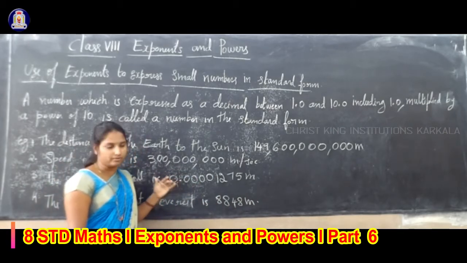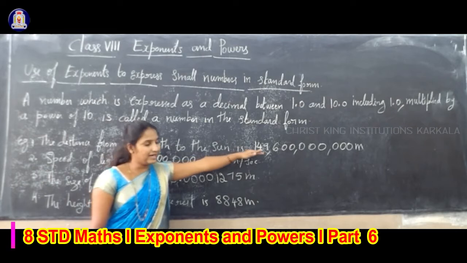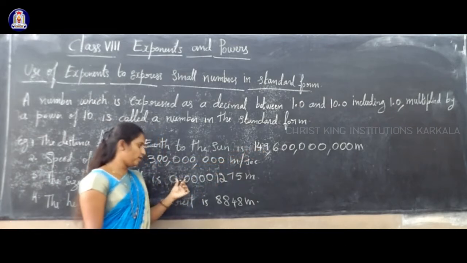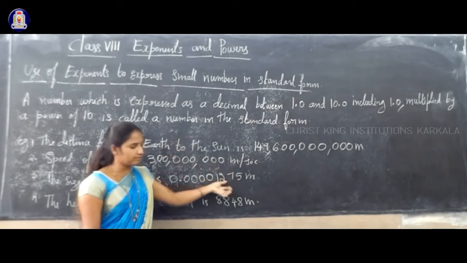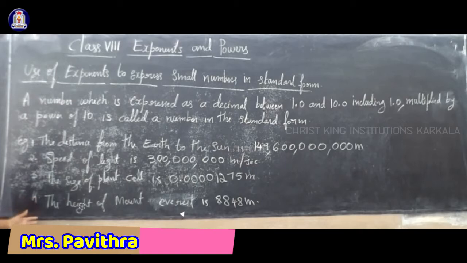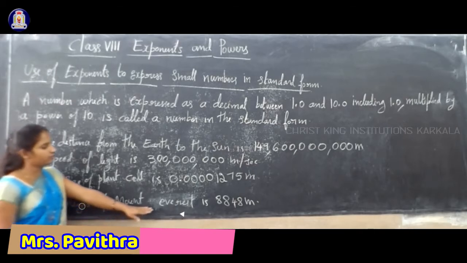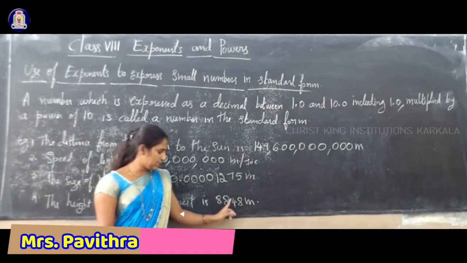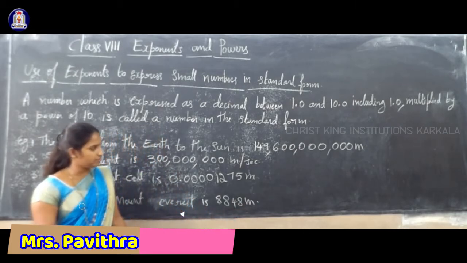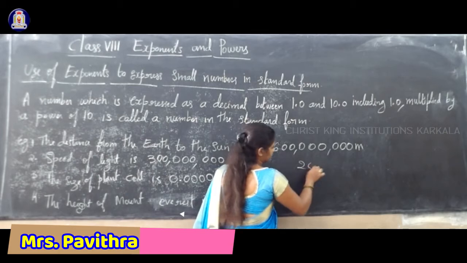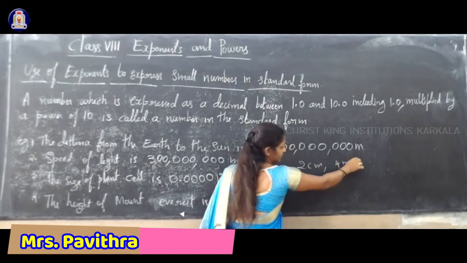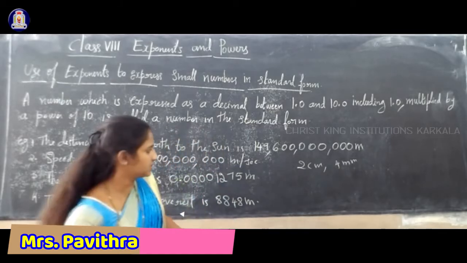So like a small number. These are large numbers, and this is the smallest, 0 point, a minute number, 0.00001275. These numbers are very small. For example, the height of Mount Everest is 8,848 meters. This we can read, right? For example, if I give a number 2 centimeter 4 millimeter, this we can read, right?